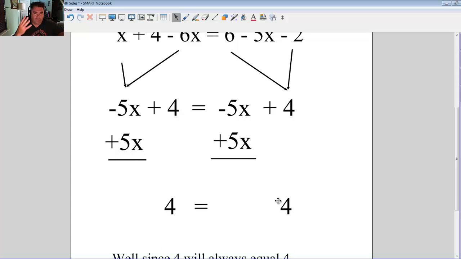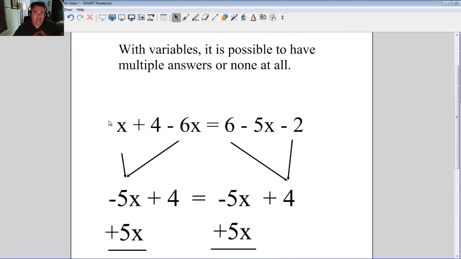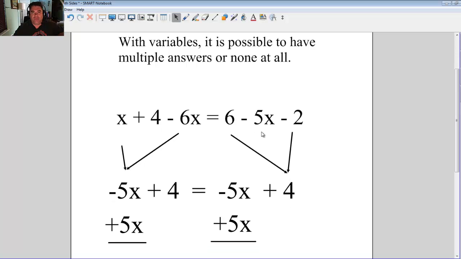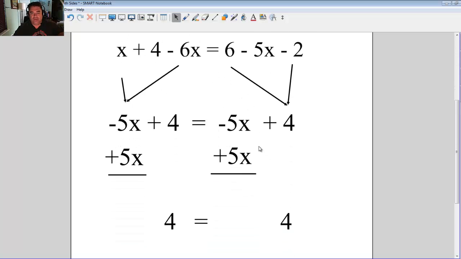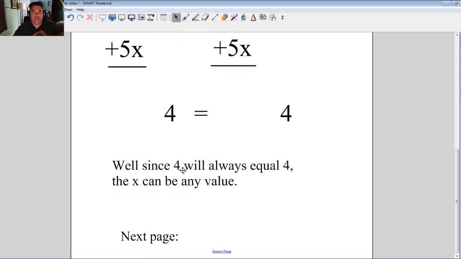Since 4 will always equal 4, the trick is that any value would do. In other words, any variable. So there is no one variable solution. In this case, because 4 will always equal 4, x has infinite solutions.